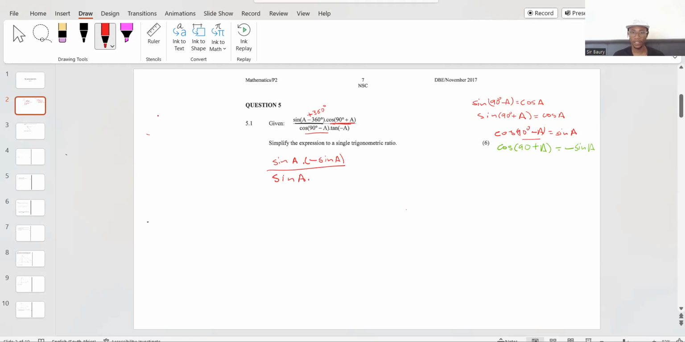Then for these functions, these are negative angles. If I have tan of negative A, it's the same as negative tan A. If I have sine of a negative angle, it's going to be equal to negative sine A. If I have cos of negative A, I'm going to have positive cos A. So cosine is positive, right? And then the rest of these are negative. So changing tan, it's going to be negative tan A.